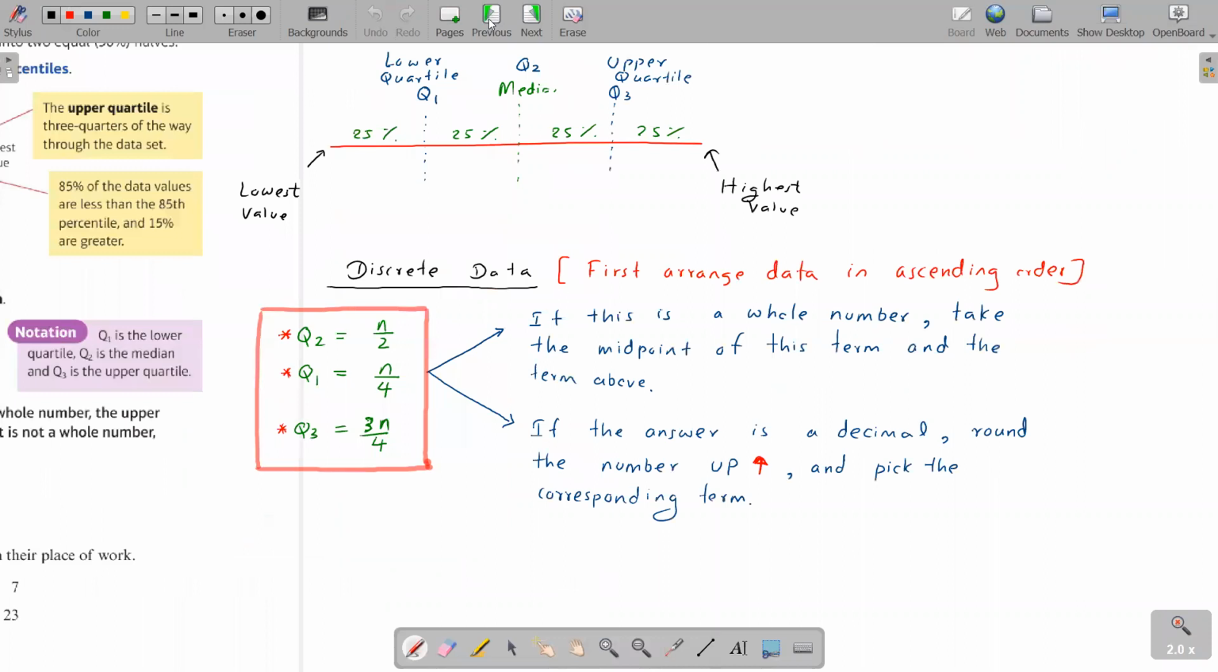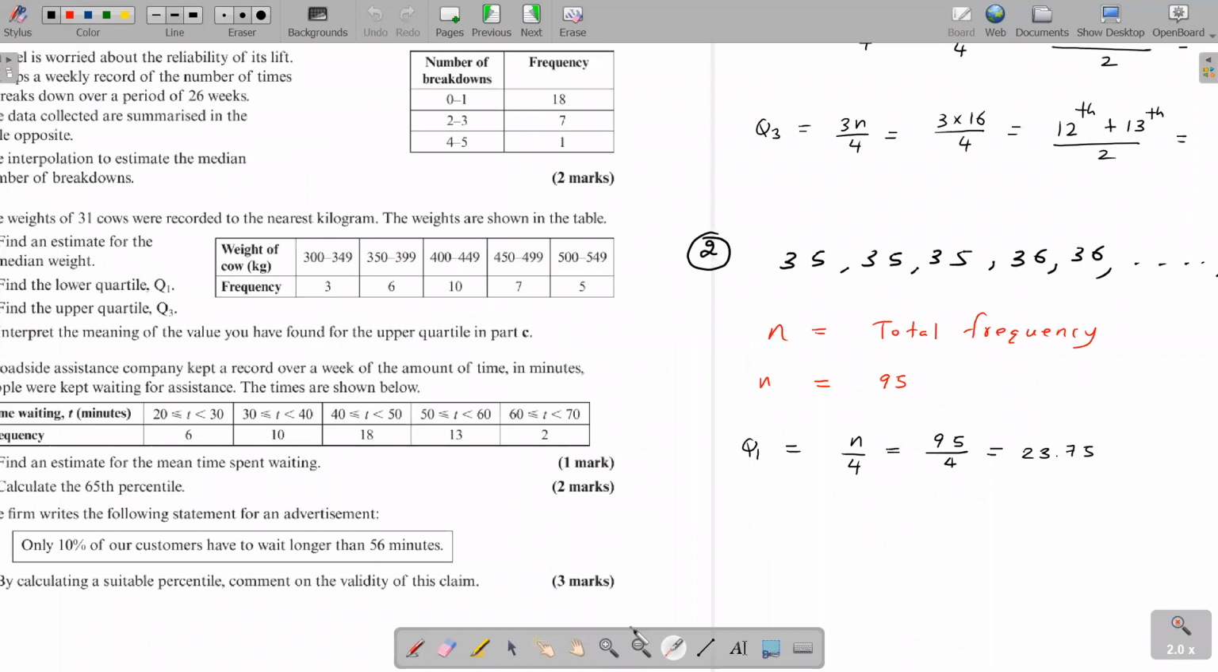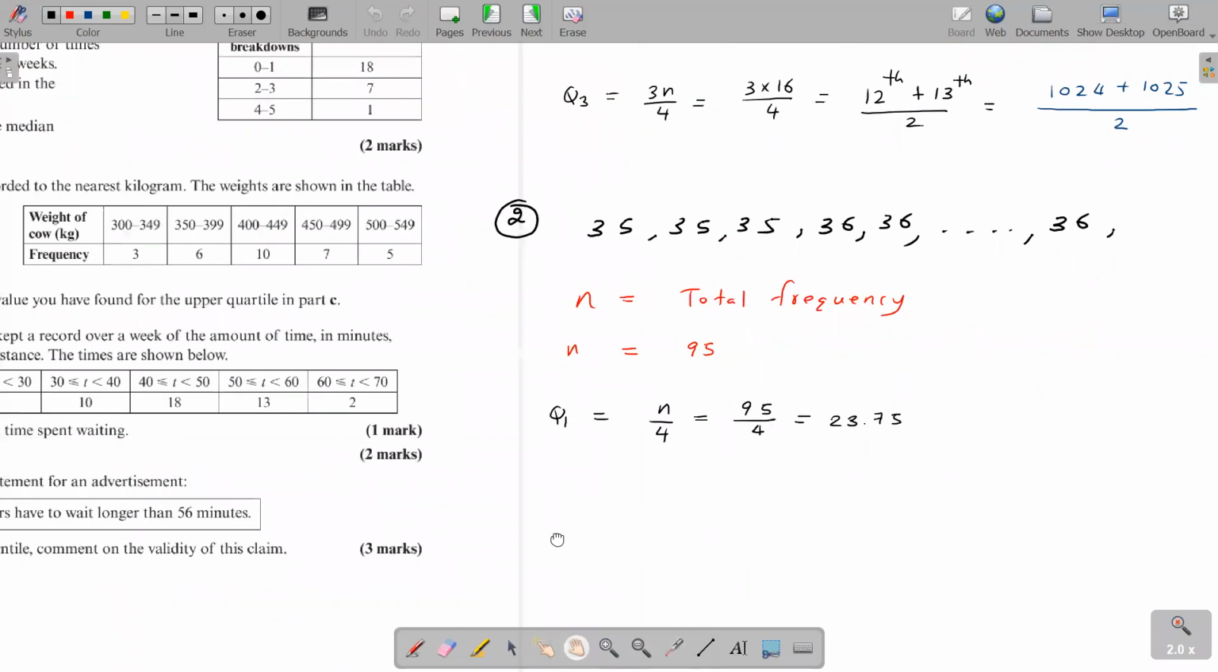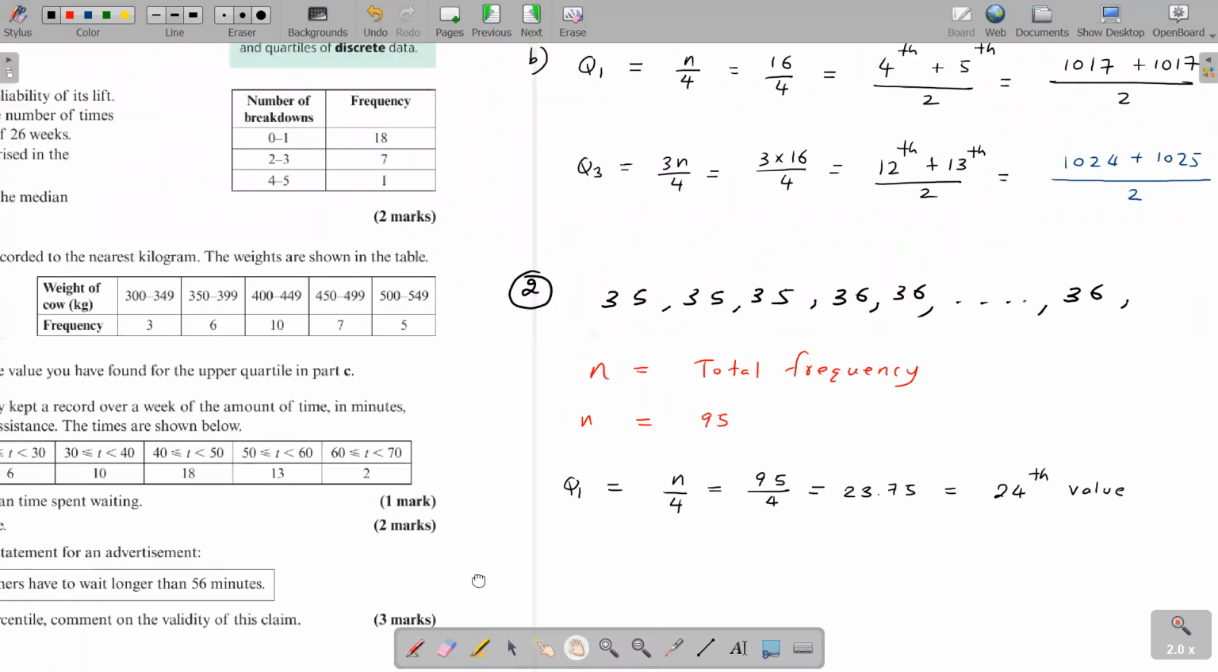So what is the rule? If the answer is a decimal, when you apply these rules for discrete data, you round the number up and pick the corresponding term. So 23.75 means the first quartile is the 24th value. Now you have the task of locating the 24th value. How do I find the 24th value?